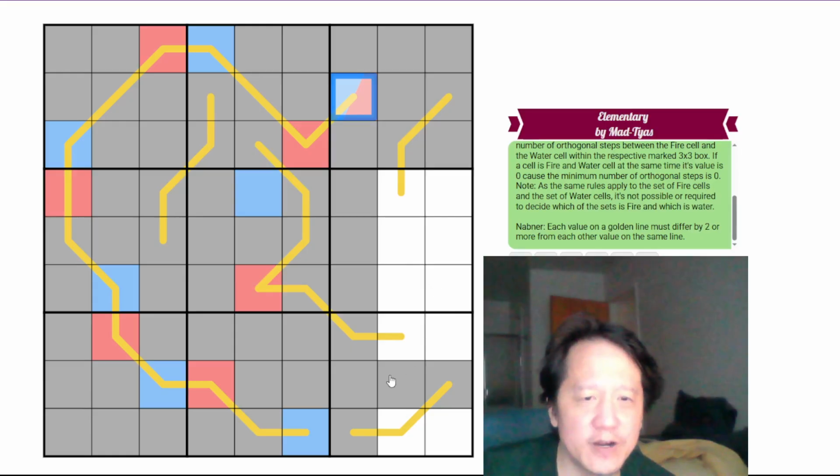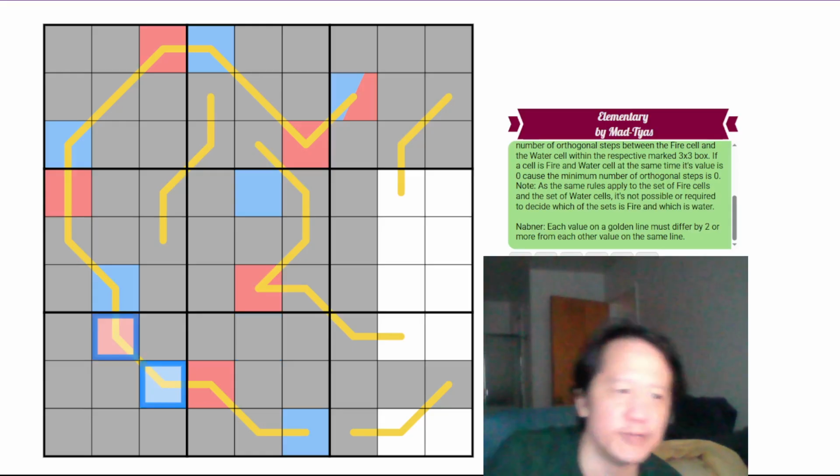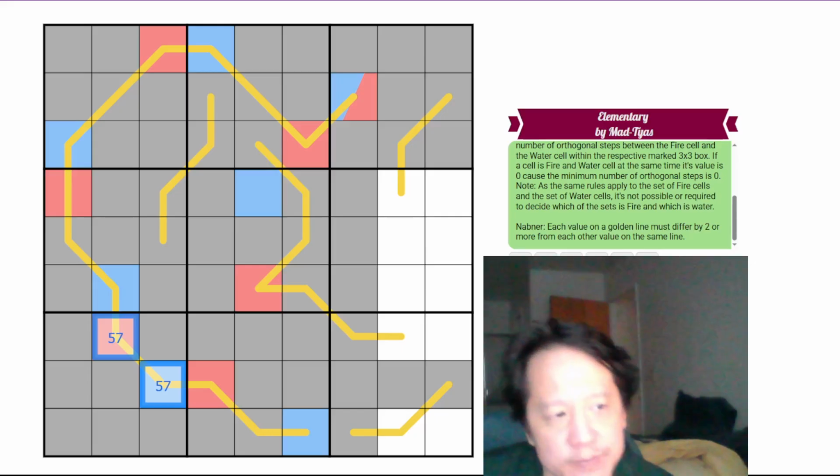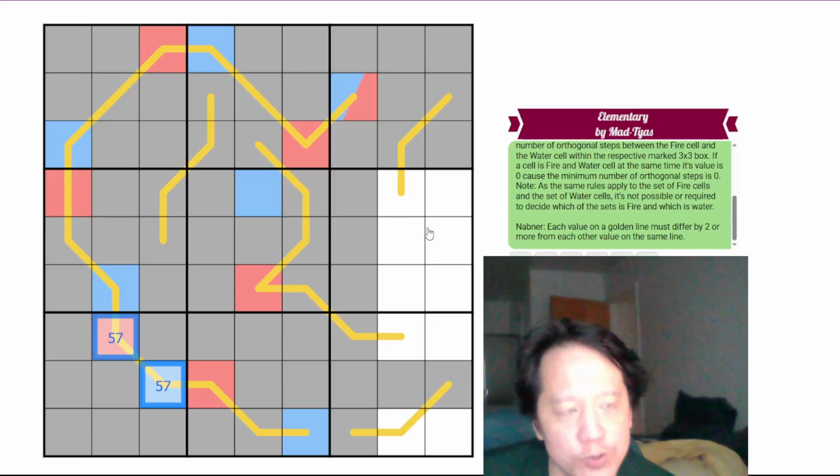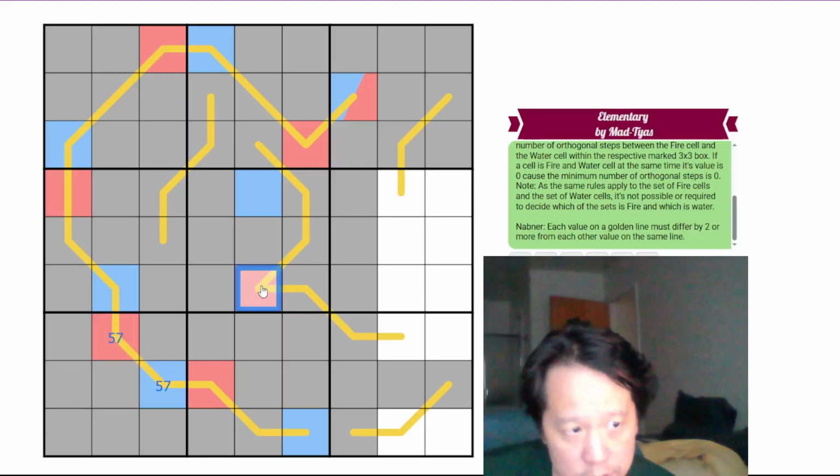So this is both fire and water. We know these are the set that we need: 5 times 2 and 7 times 2 to give us 10 and 14, and those are the only ways to get it.